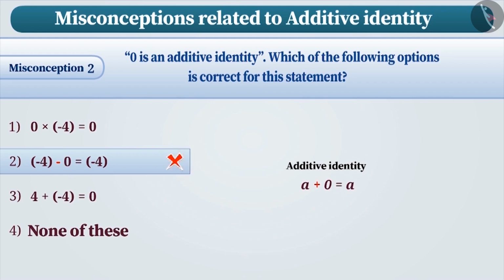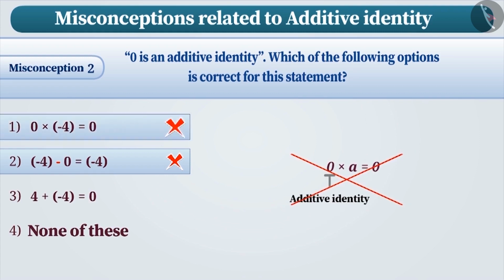Similarly, some children understand that when 0 is multiplied with any integer, then the result is 0. Therefore, 0 is the additive identity. This is an incorrect understanding. With this understanding, option 1 is given as an incorrect answer.